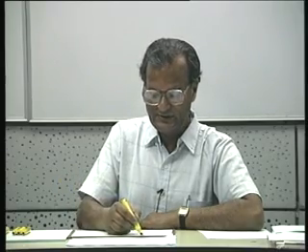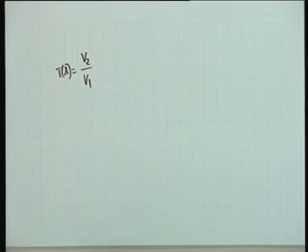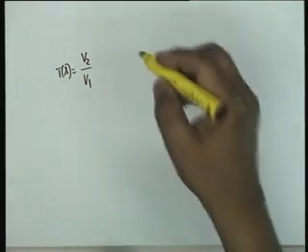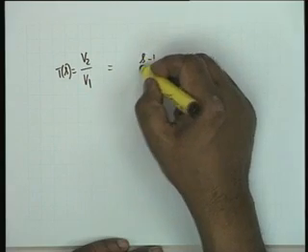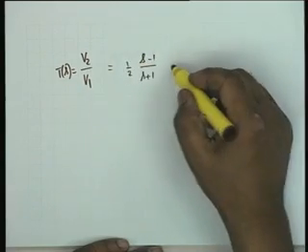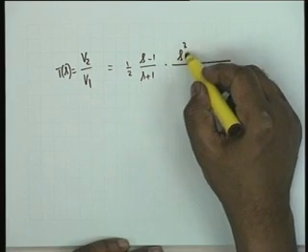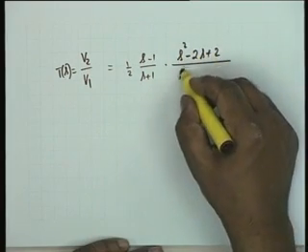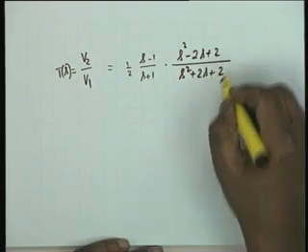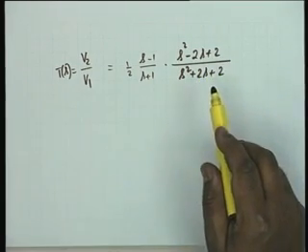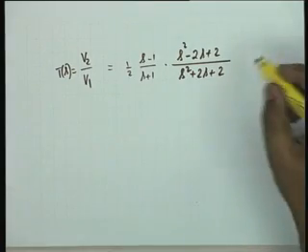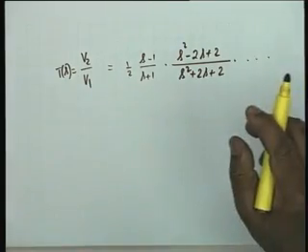Let us look at some other elementary methods of synthesis. Suppose you have a transfer function V2 by V1. Suppose this is to be synthesized, a T of S, a voltage transfer function V2 by V1. And suppose it is very complicated, maybe of this form, let us say S minus 1 by S plus 1 half multiplied by, let us say, S squared minus 2S plus 2, S squared plus 2S plus 2. Where are the poles? Complex, right? I want it that way. Okay. Multiplied by, let us say, something else.